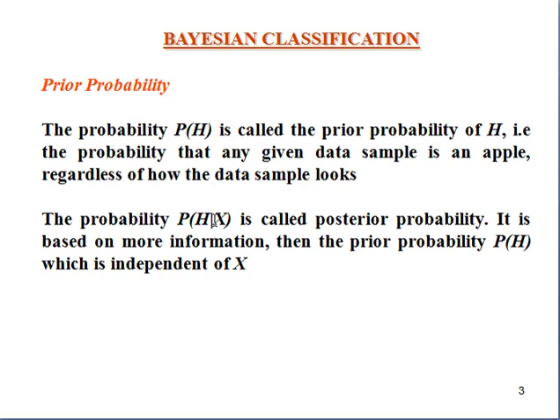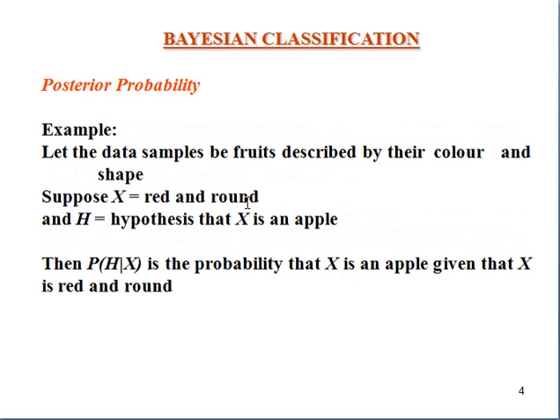Because we now have the information of the given sample, the posterior probability is based on more information than the prior probability. The prior probability is independent of x, because it does not depend upon the sample x, but the posterior probability depends upon the sample x.